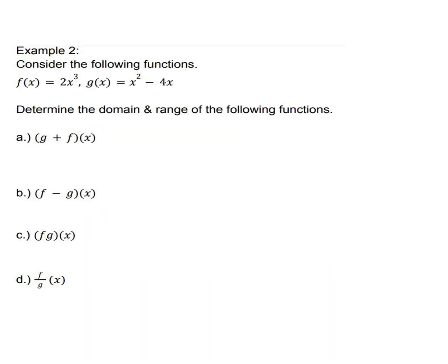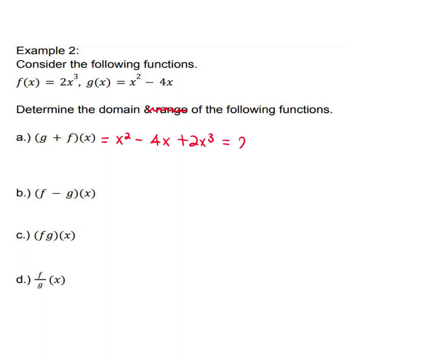All right, so here we consider the following functions. F of x is 2x cubed. G of x is x squared minus 4x. We have to determine the domain in range of the following functions. So we're just determining the domain. So we have g plus f of x. So that's going to be the same thing as x squared minus 4x plus 2x cubed.